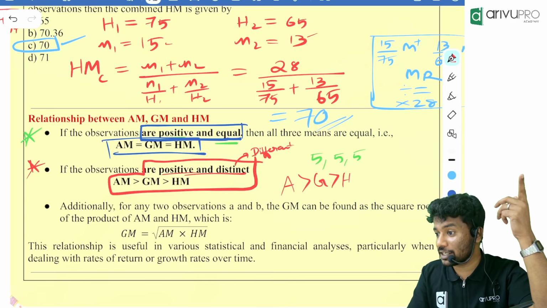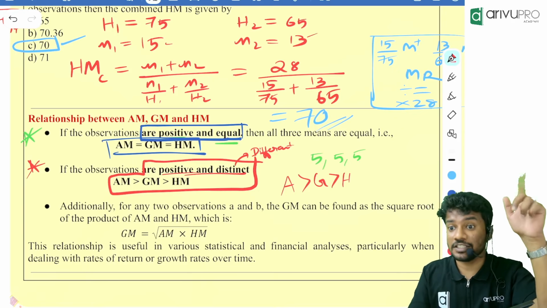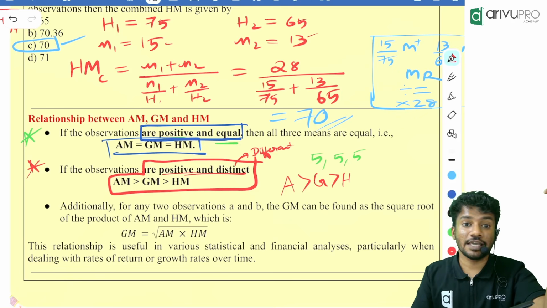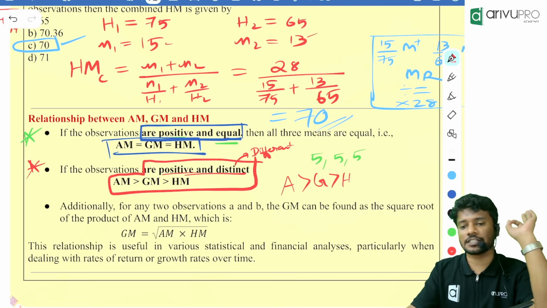What is greater than G? A is greater than G. What is greater than H? G is greater than H, as well as A is greater than H. A is greater than G is greater than H.